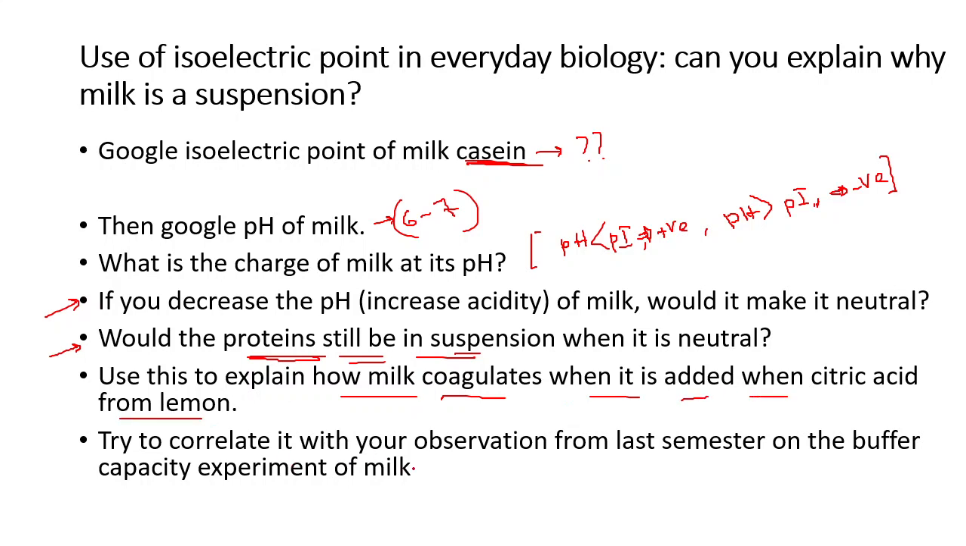You can use it to correlate your observation from the last semester on the buffer capacity experiments of the milk, where milk was added with HCl, and you see that at some point after it crosses its buffer capacity, the milk starts to coagulate. It still requires heat, but you will be able to see some coagulation even without the use of heat. So try to explain this and we can discuss this further in class. Okay, so I'm going to stop this video at this point and we'll move on to isomers in the next class.